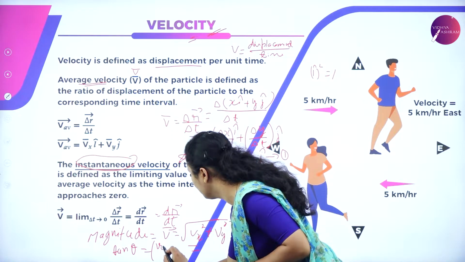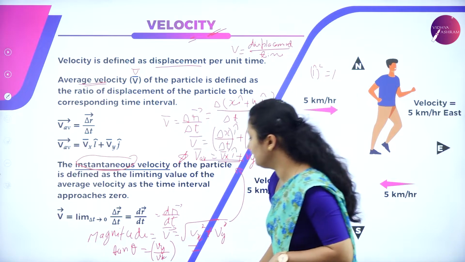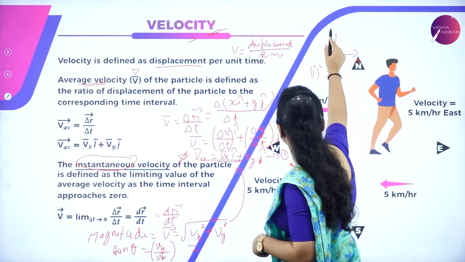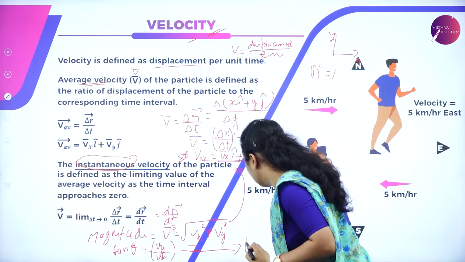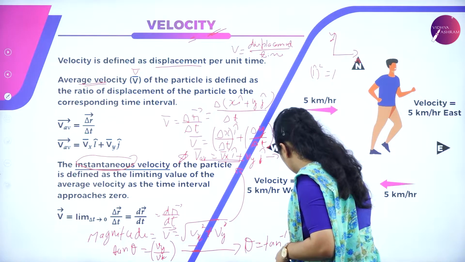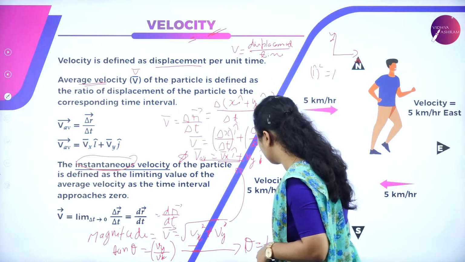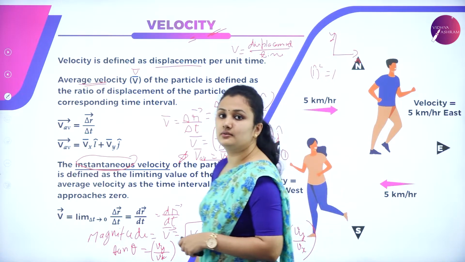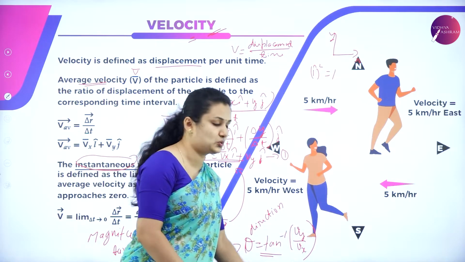Tan theta is nothing but Vy by Vx, opposite by adjacent, when you have x and y axes. If you want to calculate theta, when tan is taken to the RHS, it will be tan inverse of Vy by Vx. So this is the direction of an object moving in a 2D plane.